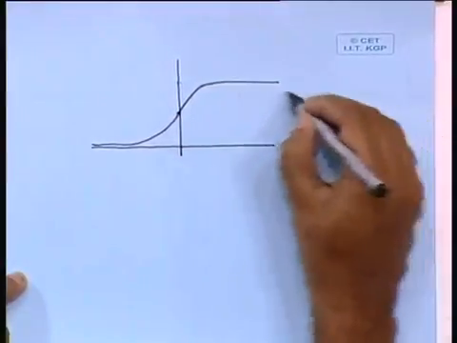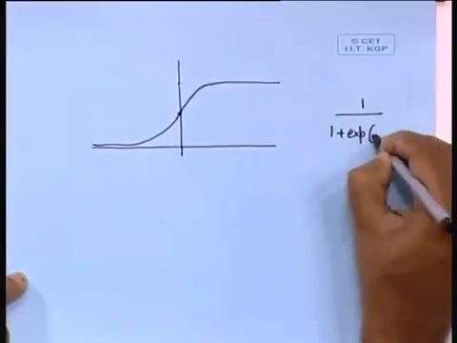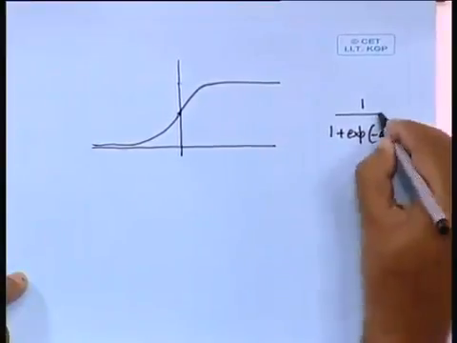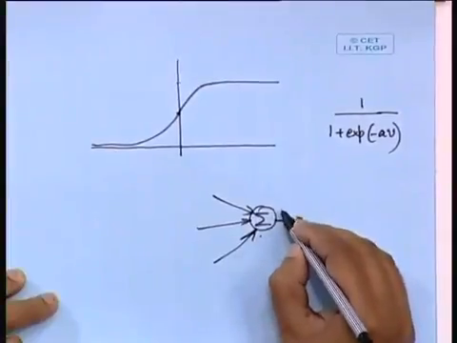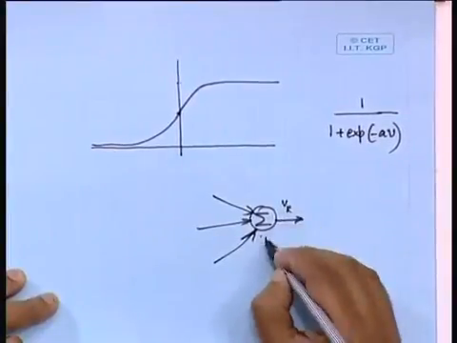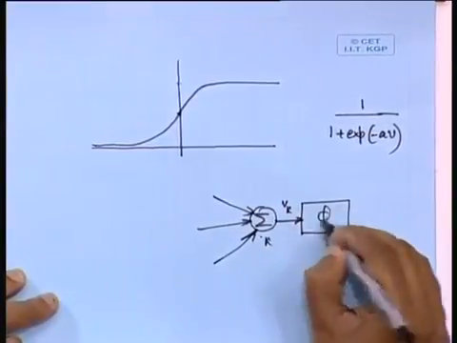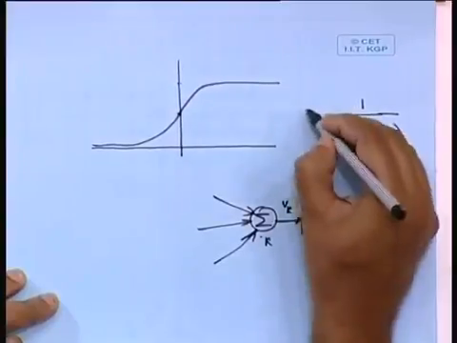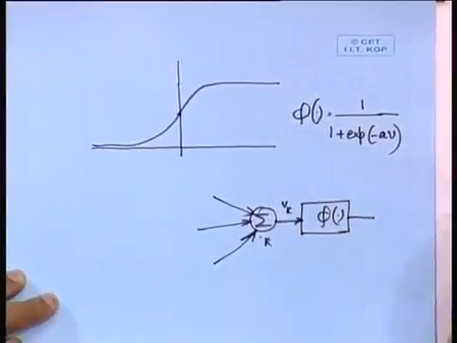This function will be given by 1 over 1 plus exponential to the power minus AV, where V is the input. The input means that it is after the linear summer. That means V is what we are obtaining here; we are calling it Vk if this is the kth neuron in the system. Then we pass it through an activation function phi, and this is one of the realizations of this phi.